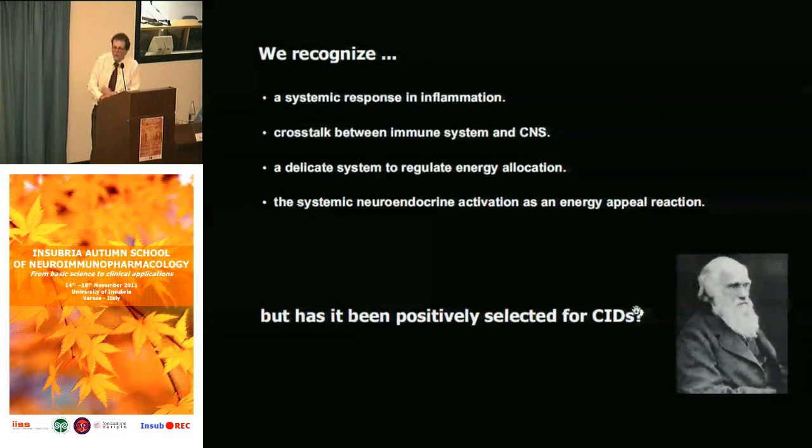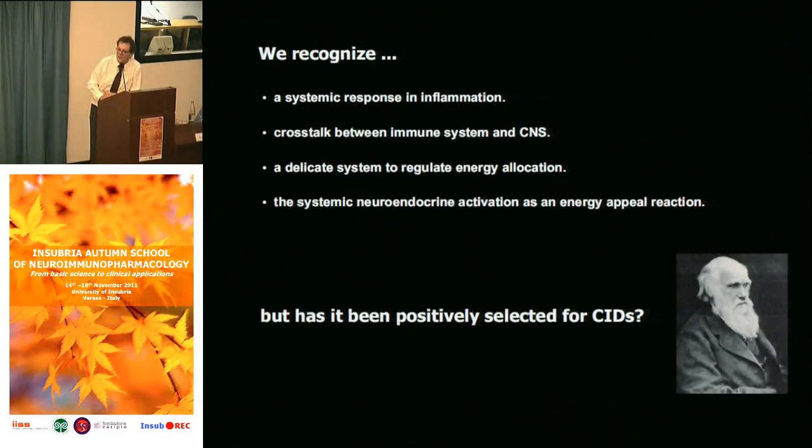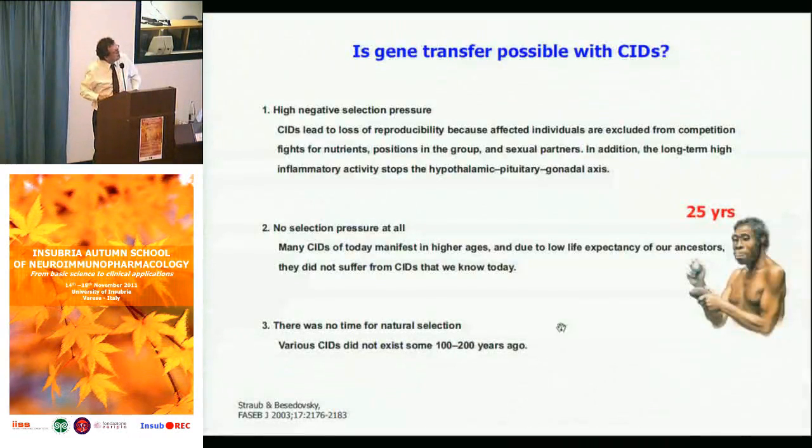But the question, and I alluded to it several times this morning, has it been positively selected for the chronic inflammatory disease? And I said it already this morning several times that this is not the case, and there are some reasons. First reason, a chronic inflammatory disease exerts a high negative selection pressure. Chronic inflammatory disease leads to the loss of reproducibility because the affected individuals are excluded from the competition fights for nutrients, positions in the group, sexual partners. And most importantly, the long-term high inflammatory activity stops the hypothalamic pituitary gonadal axis.